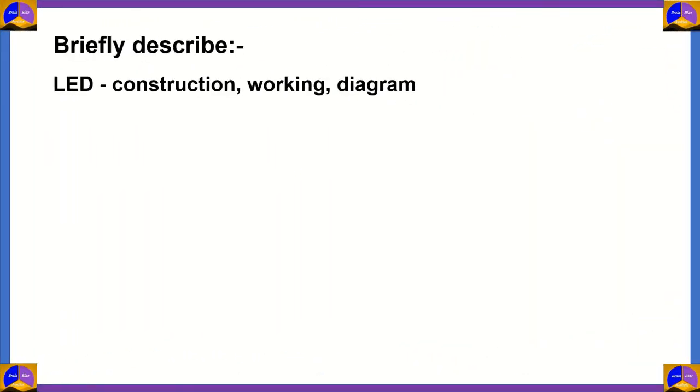Now the last part of this, the last question, is to briefly describe an LED with its construction, working, and a diagram. An LED is basically a semiconductor light source that emits light when current flows through it. It's a specialized p-n junction diode with similar electrical characteristics to that of normal diodes. So now let's look at construction.